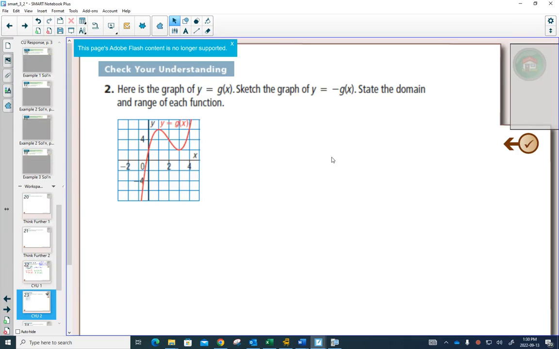So they give us a graph of g of x, and they say sketch the graph of y equals negative g of x. So as you're doing these, it's not a bad thing to go through what are all the different ways and what does this mean. The negative is outside. It affects a y value. If I take a y value and change it, that's going to be a vertical reflection.